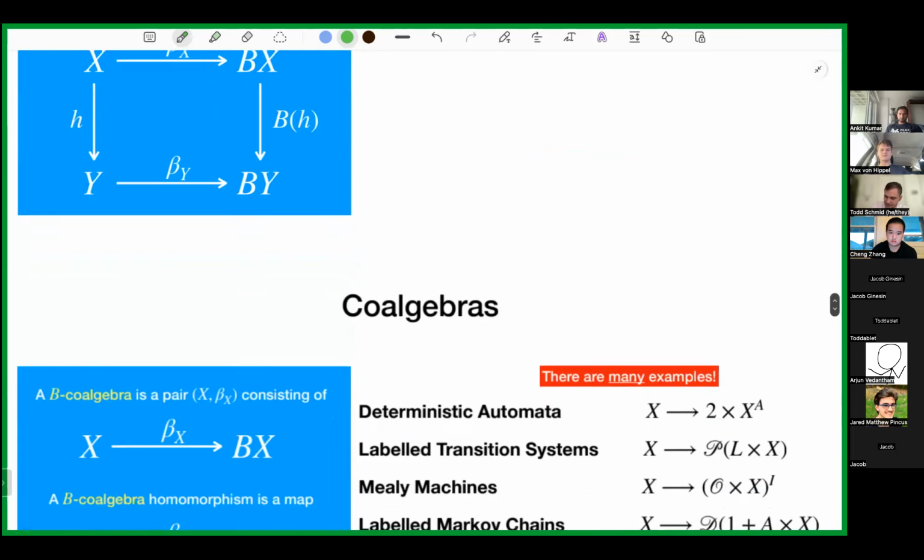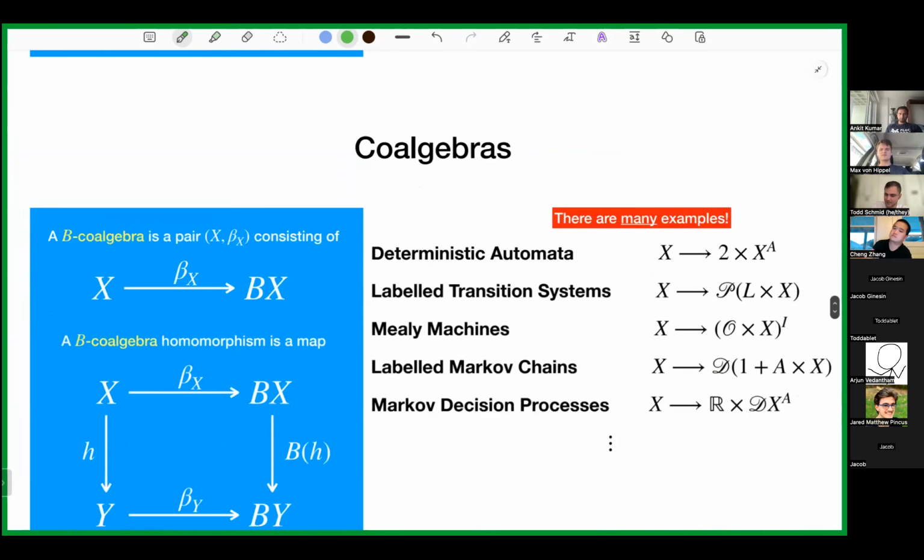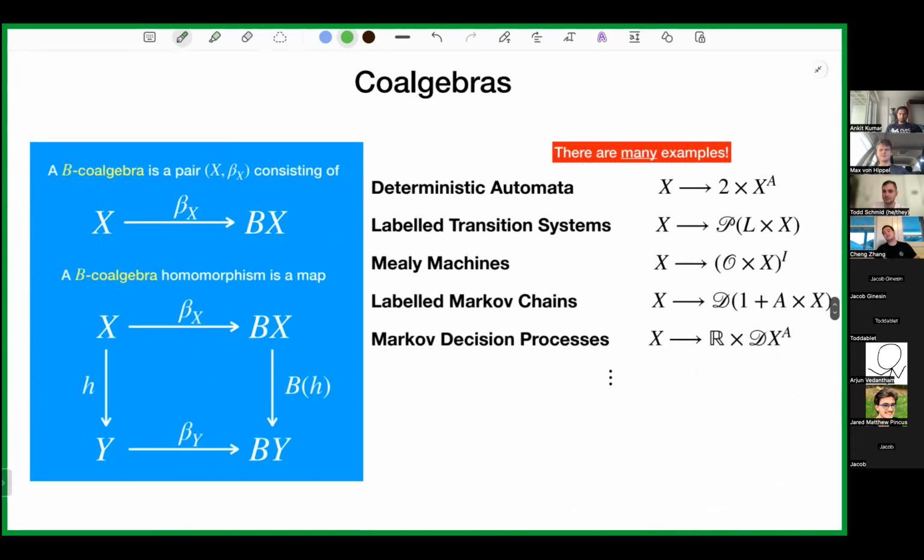So, I mean, there are so many examples, but here are some that you're probably familiar with. You can think of deterministic automata as being coalgebras of this type, 2 times something, with some input letters A. Labeled transition systems, where here I've written L for the labels. Mealy machines, labeled Markov chains, Markov decision processes. And I could literally go on all day about this, so I'm not going to.